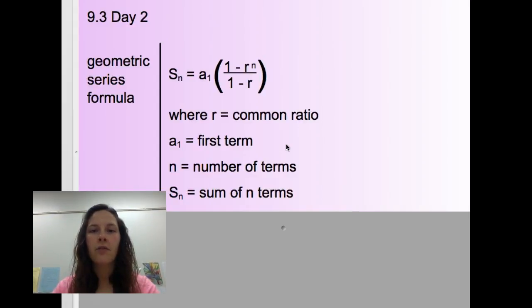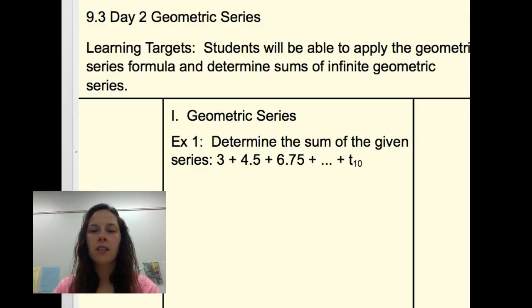Taking a look at our formula, we have the sum of the first n terms equals the first term times the quantity 1 minus the common ratio to the nth power, all over 1 minus the common ratio. So let's take a look at how we can apply this. Again, that t sub 10 is the 10th term, t is for term. So we have the sum of the first n terms.